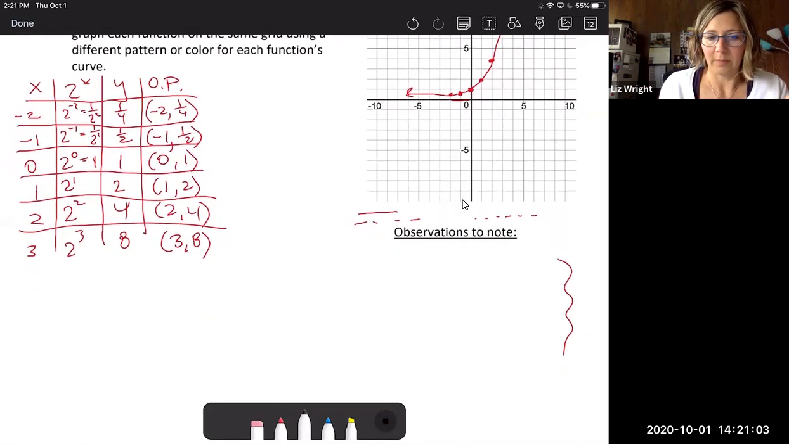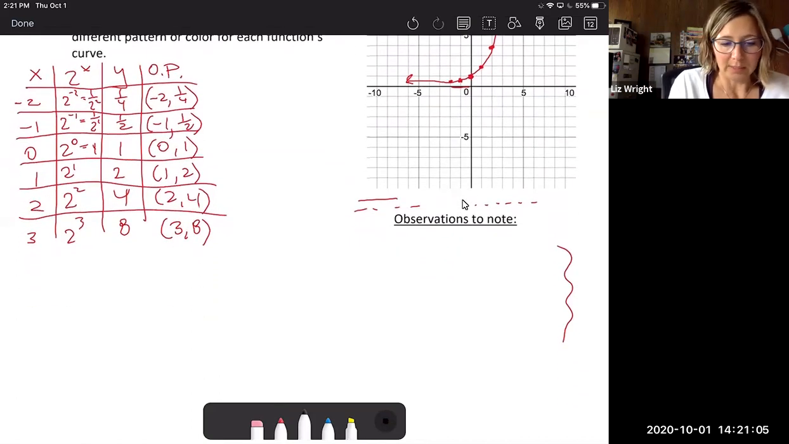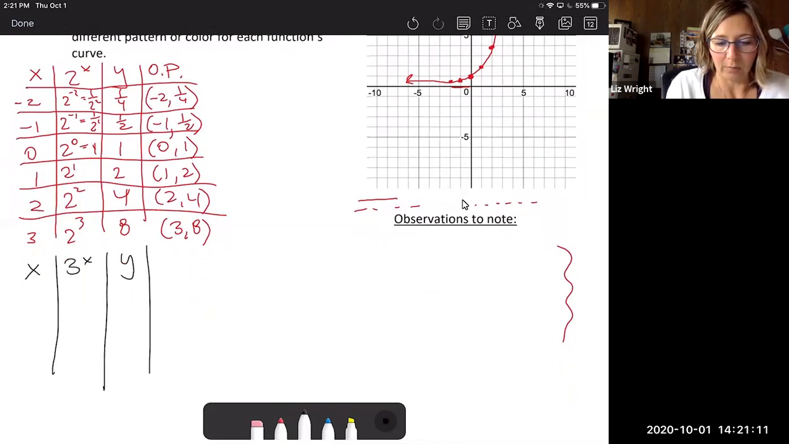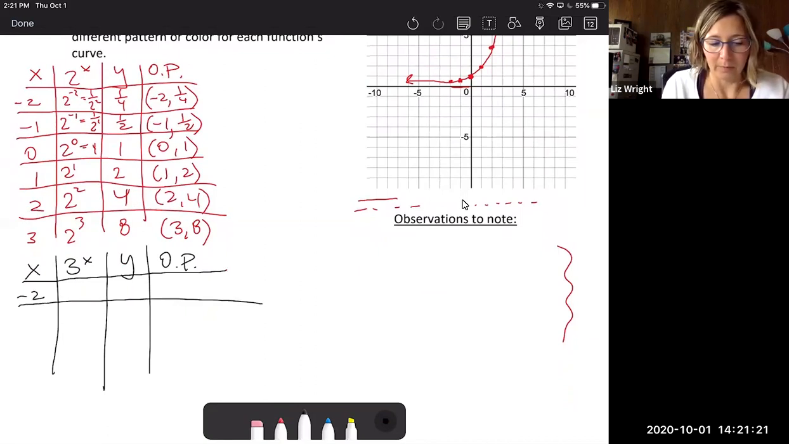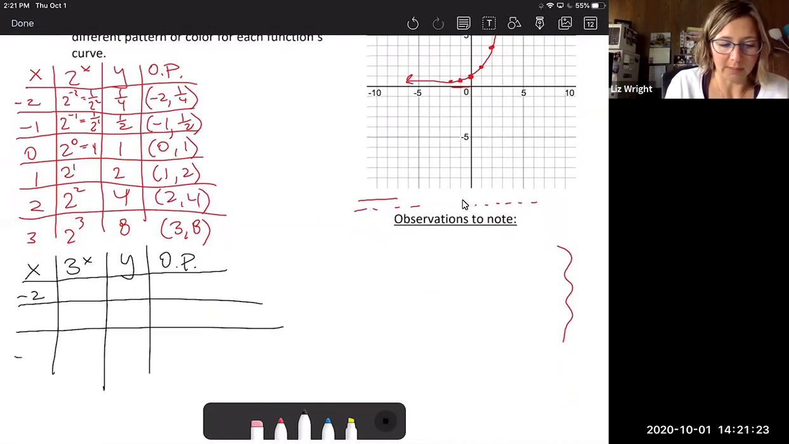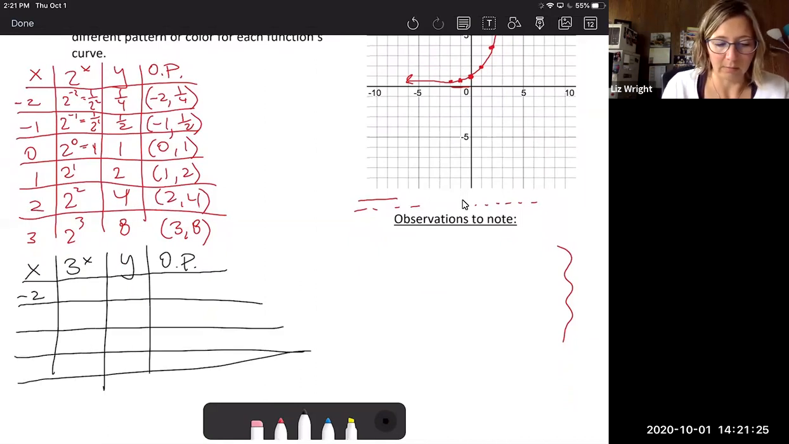I'm going to come down here. So we're going to squeeze this in too. So it's going to be x, 3 to the x, y, ordered pair. You should pause the video and try to do this one on your own, and then check and see how you do on it. I'm going to go ahead and keep doing it with you. And then you can unpause the video and see how you did. So -1, 0, 1, and 2.